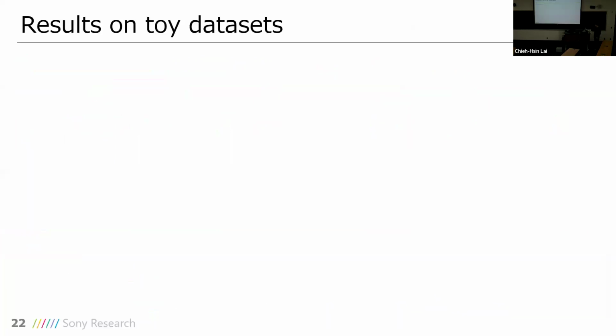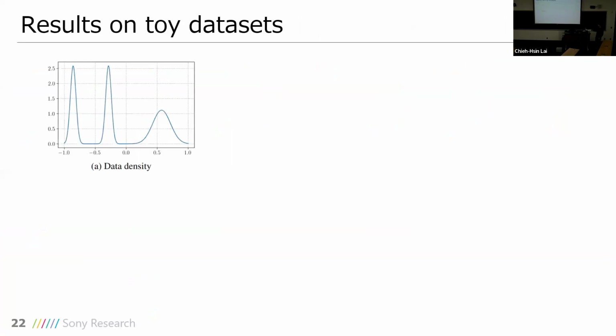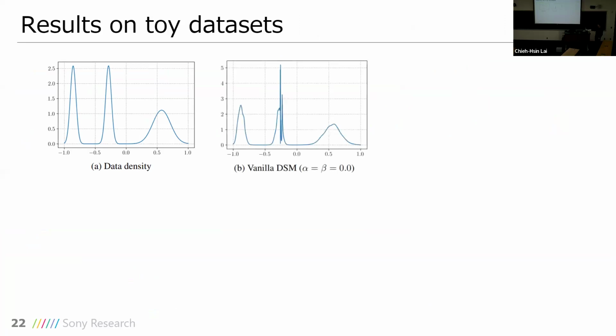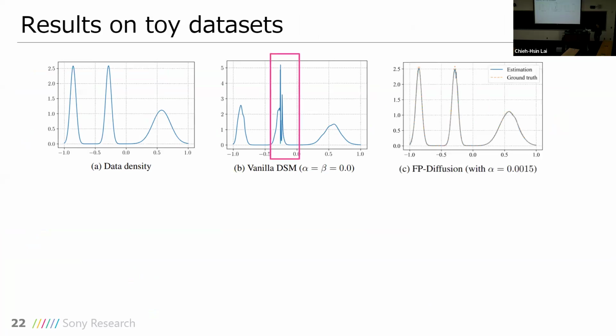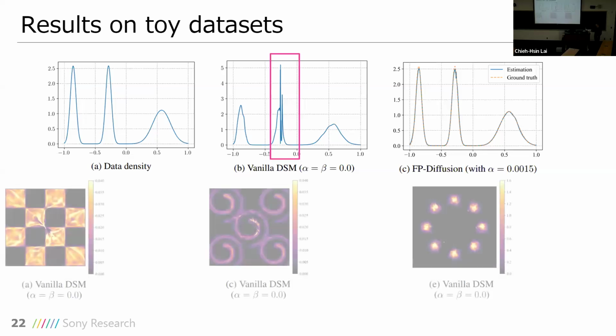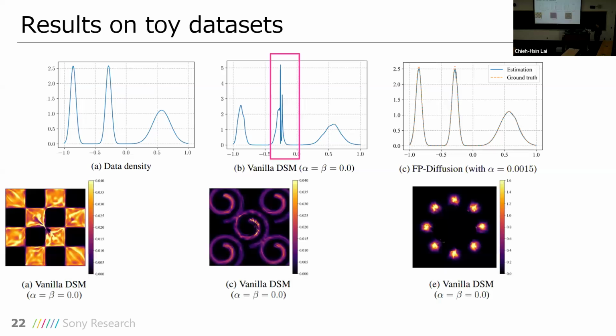I guess it's easier to look at some evidence. This is the true data density. This one is the vanilla diffusion model's learned density. But if we impose the underlying structure of the PDE, we can ensure that the density estimation is more accurate, more aligned with the truth. And the same holds for other kinds of data types like this.